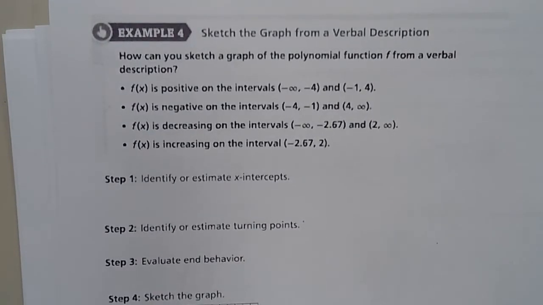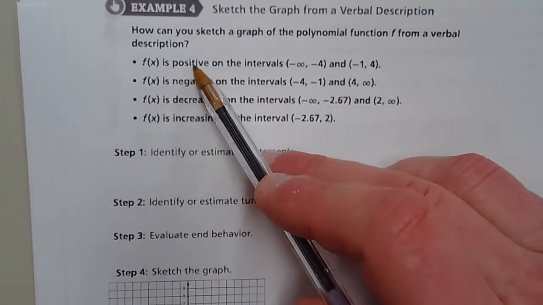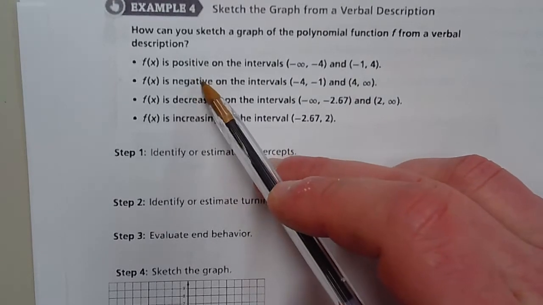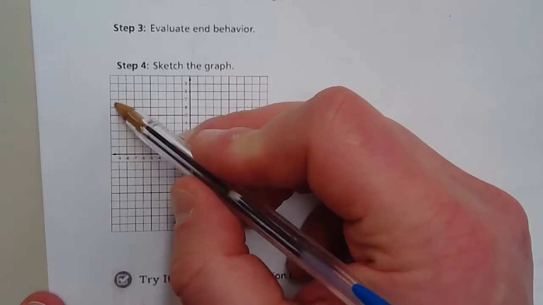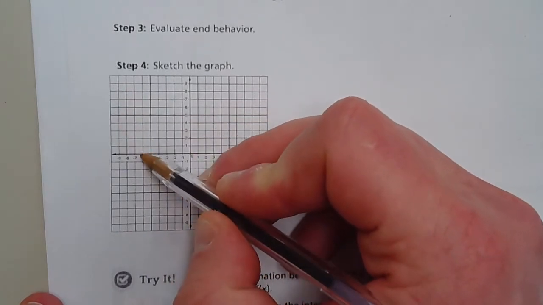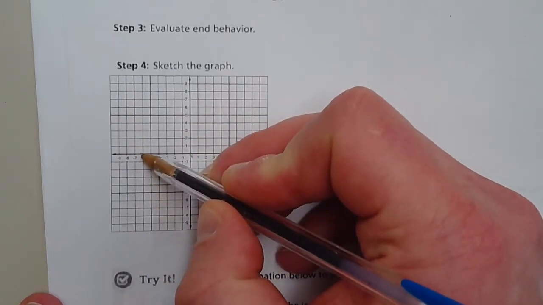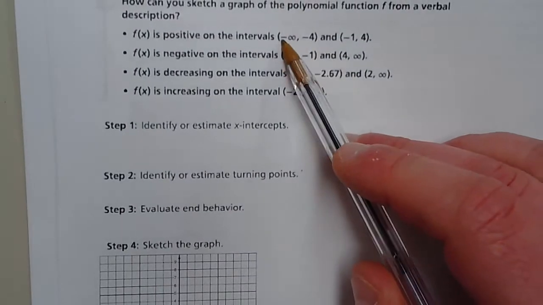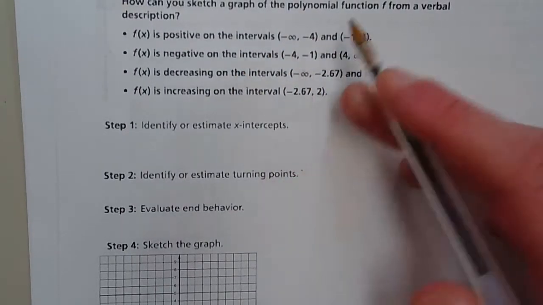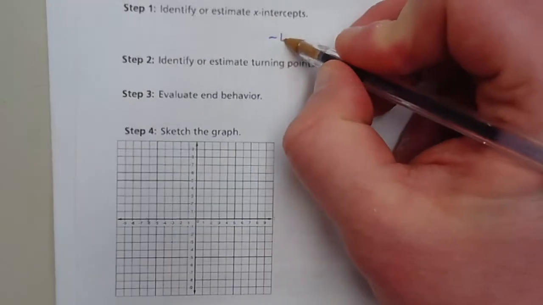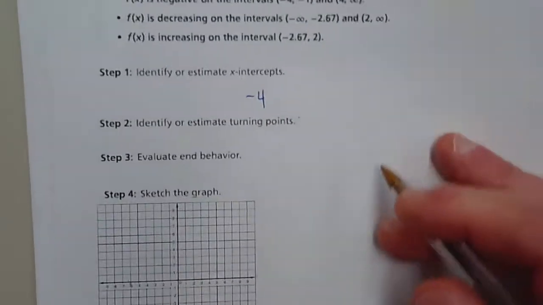So here's the deal with the x-intercepts. Anytime a graph is going from positive to negative or negative to positive, it's crossing the x-axis. Because remember, on a graph, if it's positive, it's up here. As soon as it switches to negative, it has to cross the x-axis. So for example, this graph starts off positive, but at -4, it switches to being negative. So that tells us that -4 has to be an x-intercept.